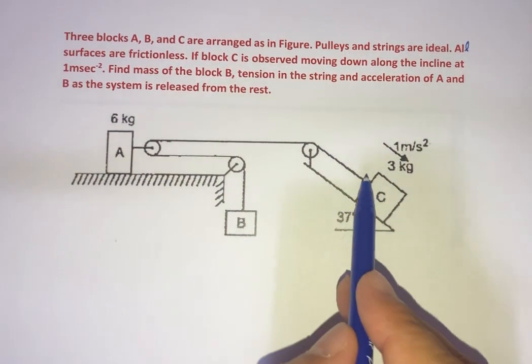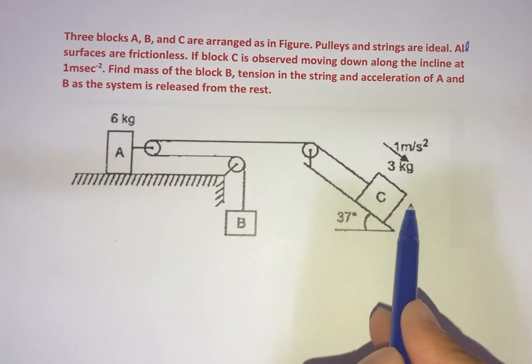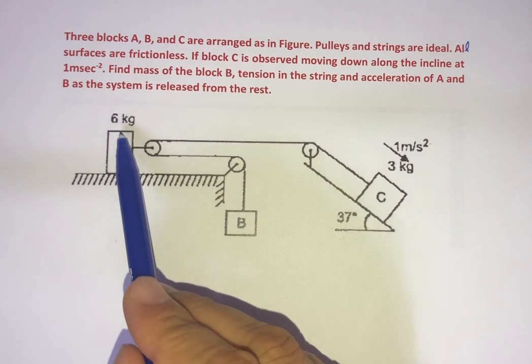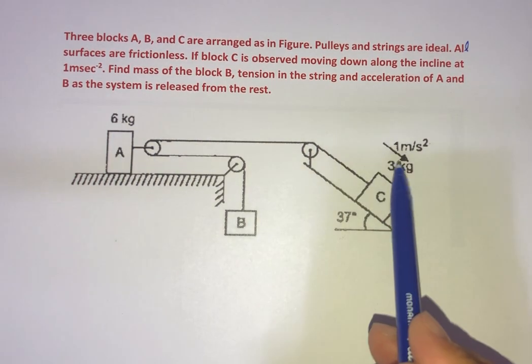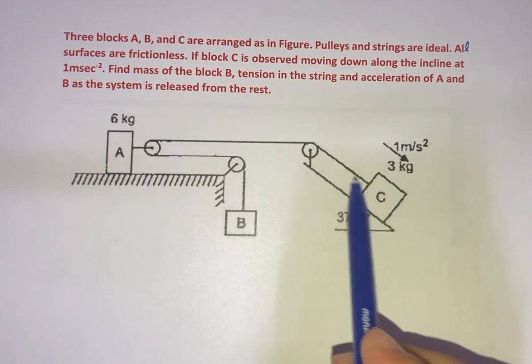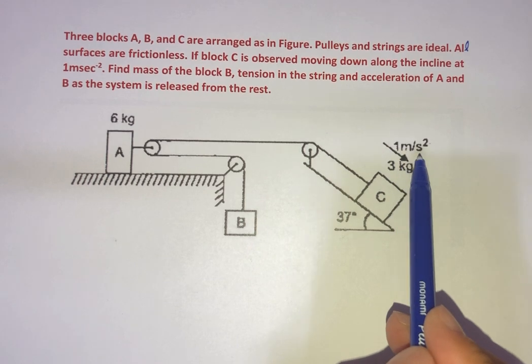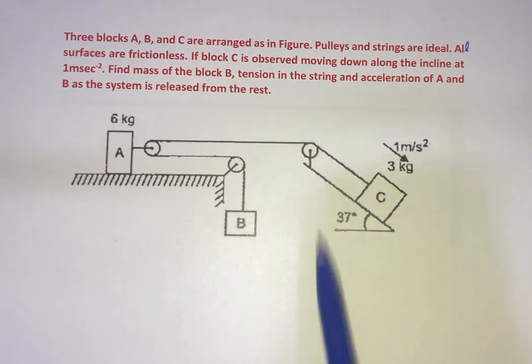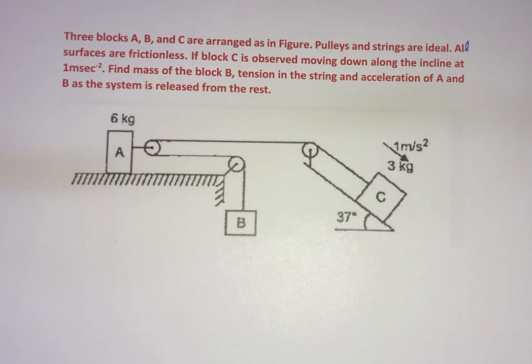So block C is moving down the inclined plane. C has a mass of 3 kg, A has a mass of 6 kg, and the acceleration of C down the inclined plane is given as 1 meter per second squared, and the angle of the incline is given as 37 degrees. So we are supposed to find the mass of block B, tension in the string, and acceleration of A as well as B.